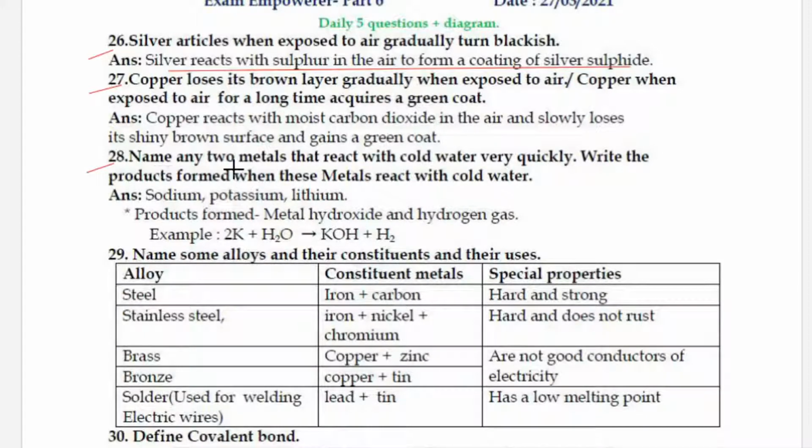Next one, name any two metals that react with cold water very quickly. Write the products formed when these metals react with cold water. Sodium, potassium and lithium are the metals that react with cold water very quickly. Products formed here are metal hydroxide and hydrogen gas. For example, we can see an equation here. Potassium reacts with water, gives KOH and H2.